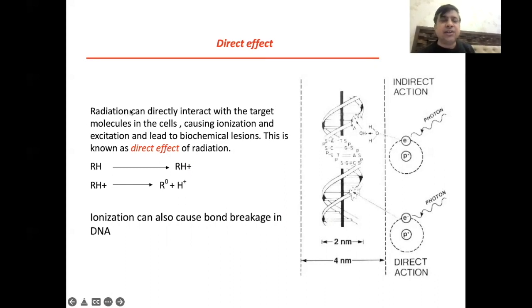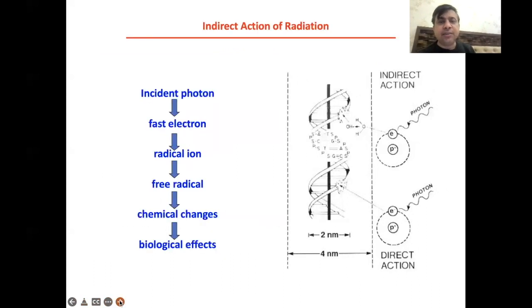So this is radiation chemistry wherein the radiation directly interacts with the target molecules, causing ionization and excitation, which leads to biochemical lesions. This is known as the Barrett effect. So you can see through the wave equation that RH, any molecule, any DNA, any bond, gets excited, and then after the excitation, it leads to a radiation free radical center in the DNA. I've already told the indirect damage also. The incident photon leads to a fast electron, then the fast electron leads to a radical ion, then the free radical ion leads to chemical changes, and then chemical changes lead to the biological changes.